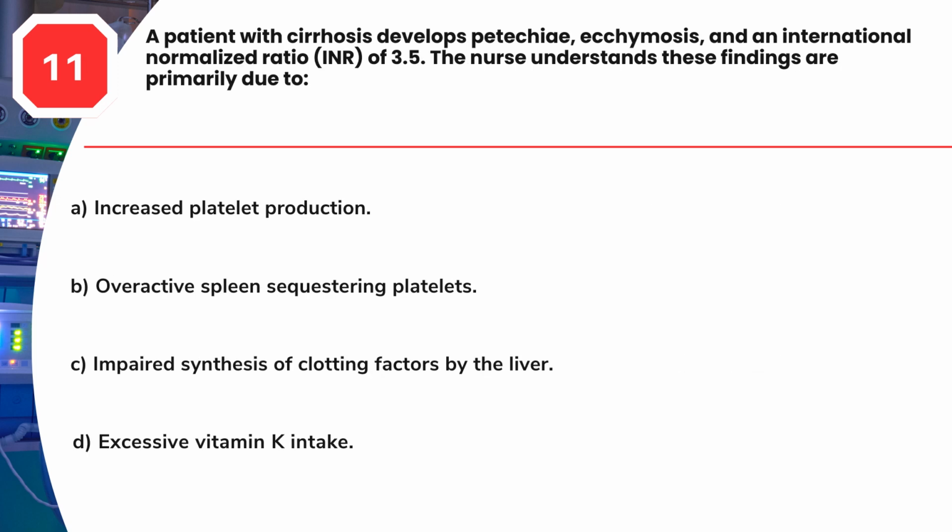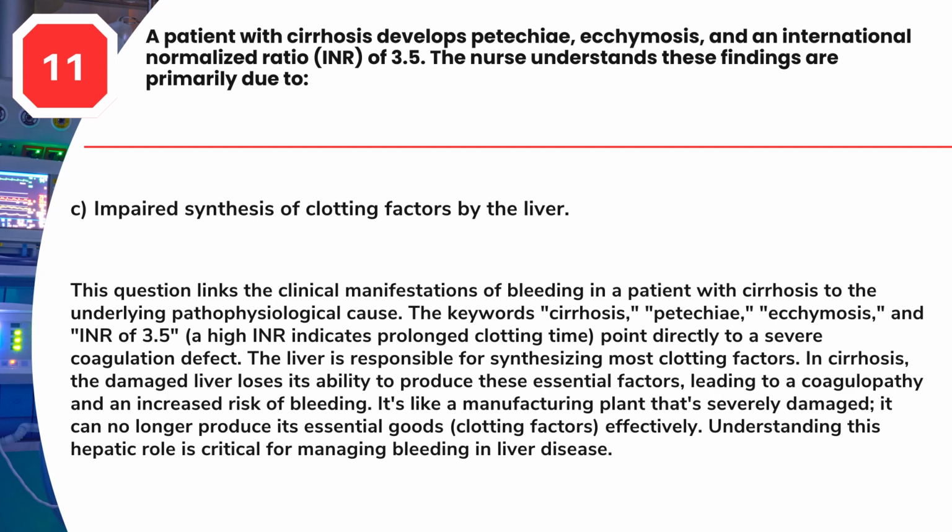Question 11. A patient with cirrhosis develops petechiae, ecchymosis, and an international normalized ratio, INR, of 3.5. The nurse understands these findings are primarily due to: A. Increased platelet production. B. Overactive spleen sequestering platelets. C. Impaired synthesis of clotting factors by the liver. D. Excessive vitamin K intake. Answer: C. Impaired synthesis of clotting factors by the liver.